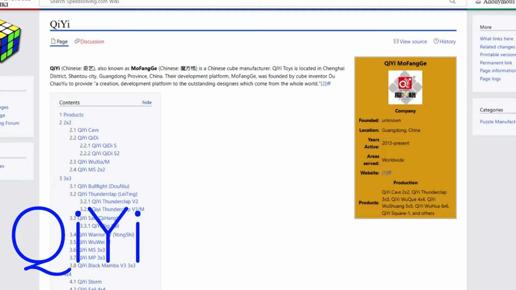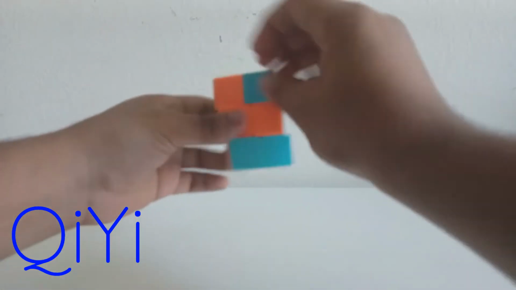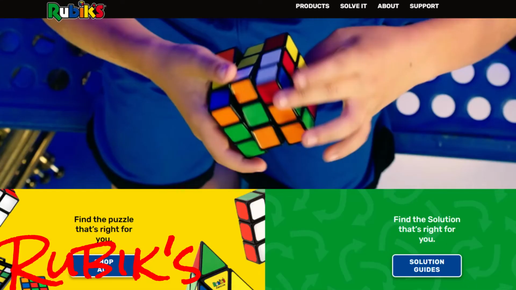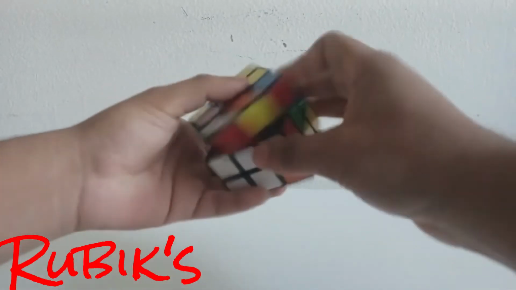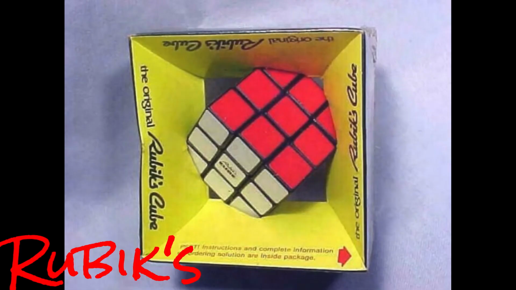Q is for QiYi, a popular cube brand that has manufactured a variety of puzzles, ranging from beginner puzzles to professional puzzles to non-twisty puzzles. R is for Rubik's, the original manufacturer of the Rubik's Cube, hence the name, since the 1980s.